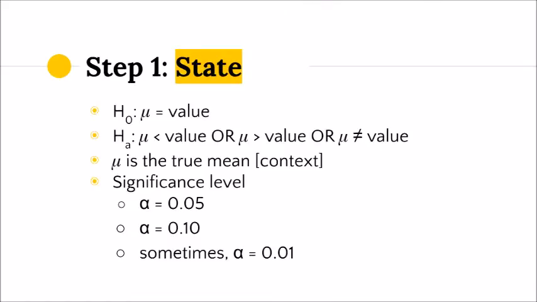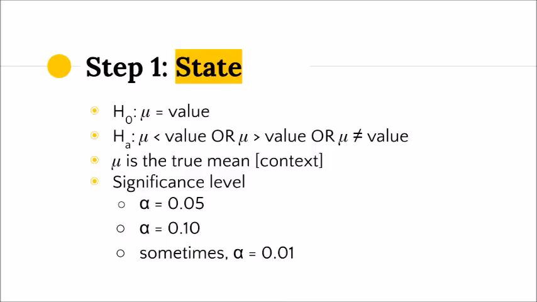State. To start off, you will need to state your hypotheses. The null hypothesis, or H sub 0, is a claim we weigh evidence against and is in the form parameter equals value. The alternative hypothesis, or H sub A, is a claim we are trying to find evidence for and can be in one of the following forms: parameter is less than value, parameter is greater than value, or parameter does not equal value. You will also need to state what your variables signify.